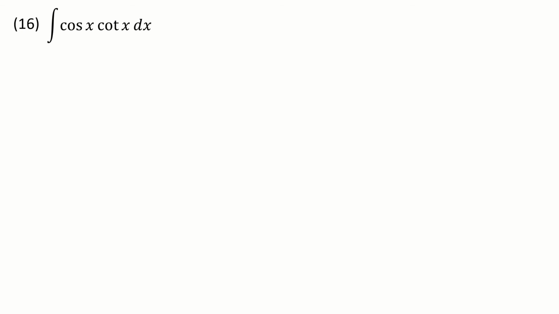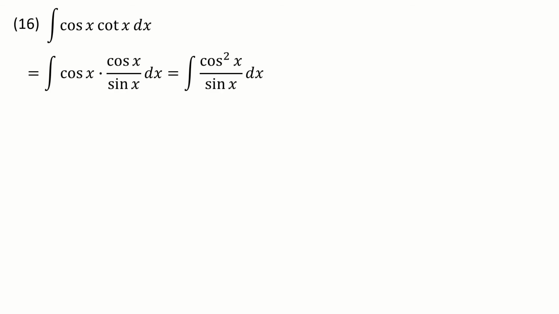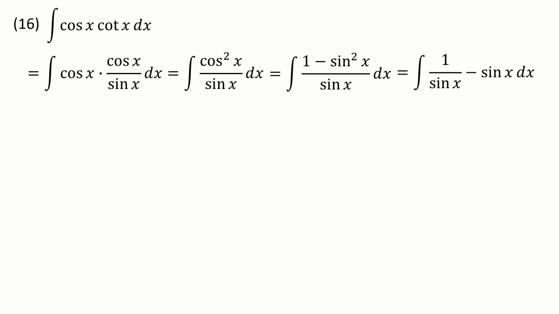Now let's look at problem 16. So we need to deal with the product of cosine x and cotangent x for this integral. First, by definition, we write the cotangent x as cosine x divided by sine x. And then we got cosine squared over sine x. Next, we write cosine squared x as 1 minus sine squared x by using the trigonometric identity. So we can make the division and we got here.